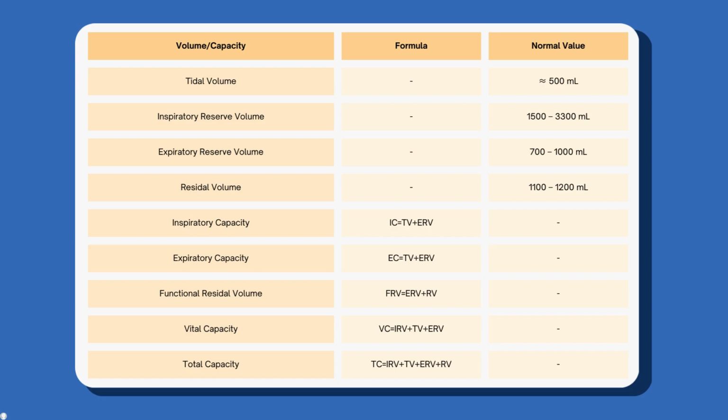On the other hand, the inspiratory and expiratory capacities are calculated by adding the tidal volume plus the inspiratory and expiratory reserve volumes, respectively. The functional residual capacity is the sum of the expiratory reserve volume plus the residual volume. The vital capacity is the inspiratory reserve volume plus tidal volume plus expiratory reserve volume. And finally, the total capacity is the sum of all the results obtained through the previous capacity equations.